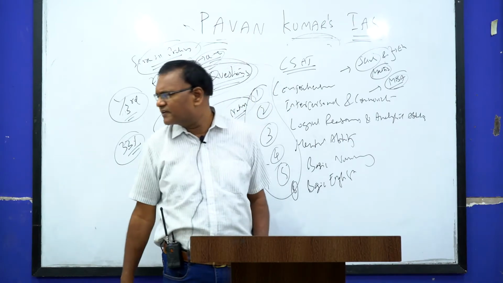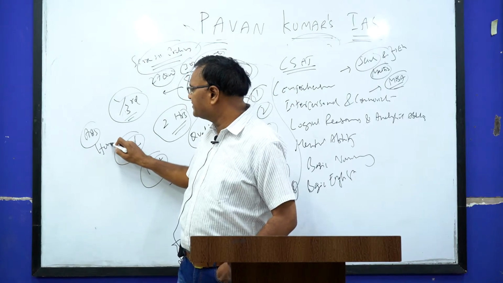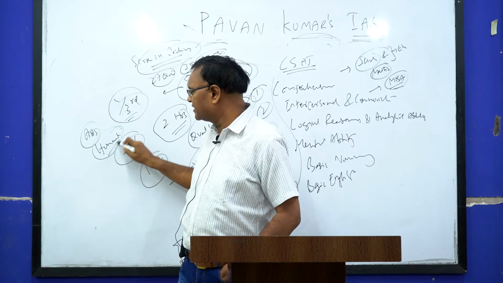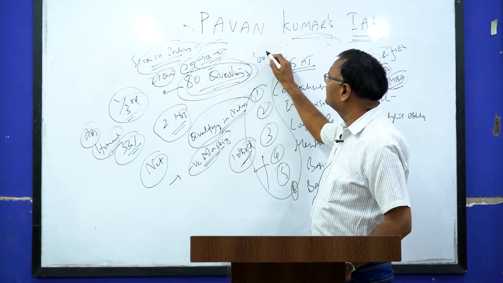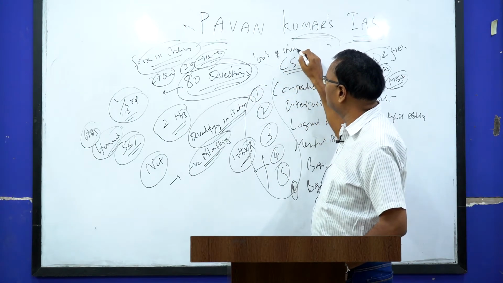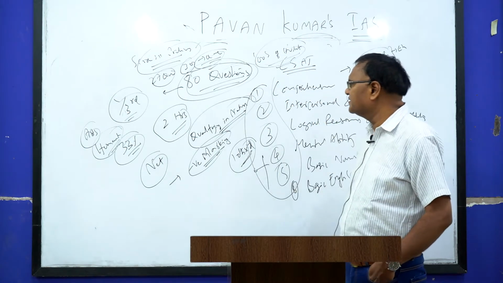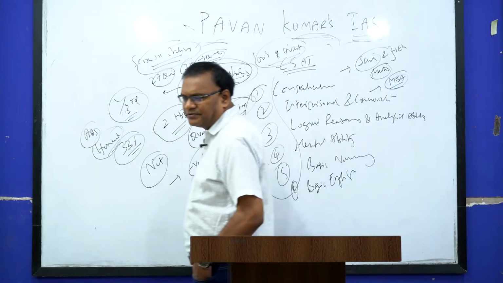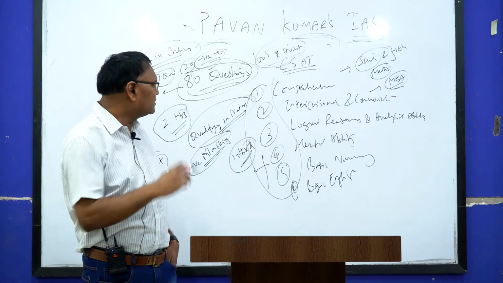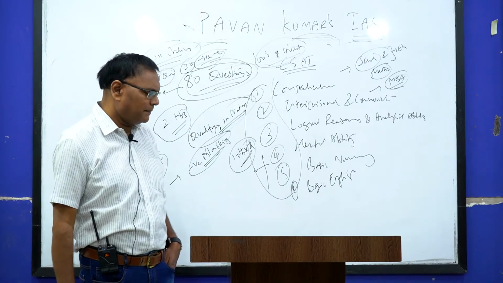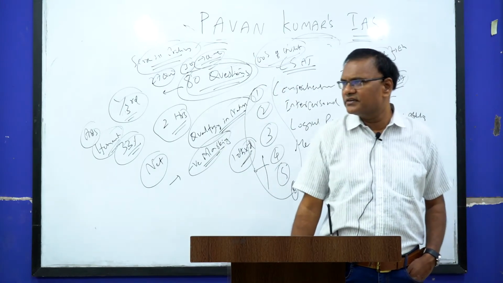But those who are from arts background and humanities, they must take CSAT very seriously, because every year hundreds of students fail only in CSAT, this paper 2. That is the reason why this CSAT becomes very, very important from your examination point of view. Once you qualify in this paper 2, then only your marks in paper 1 will be taken into consideration.